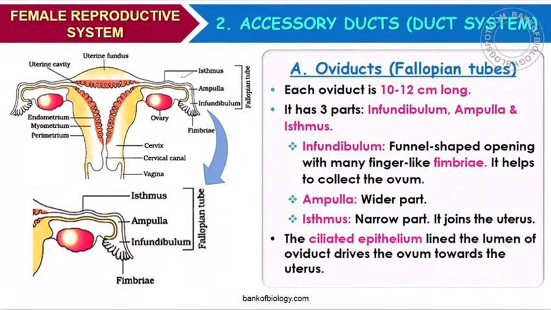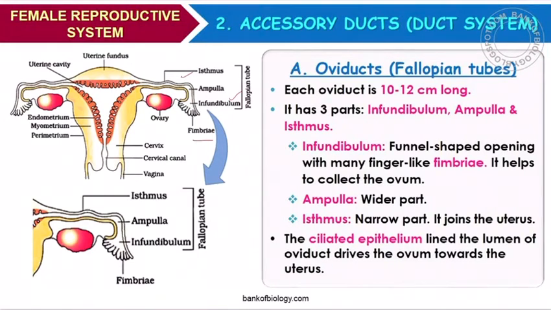Continuing our discussion, oviducts or fallopian tubes. Each oviduct is 10 to 12 centimeters long. It has three parts. The first one is the infundibulum, which has finger-like structures called fimbriae that help in collecting the ovum.